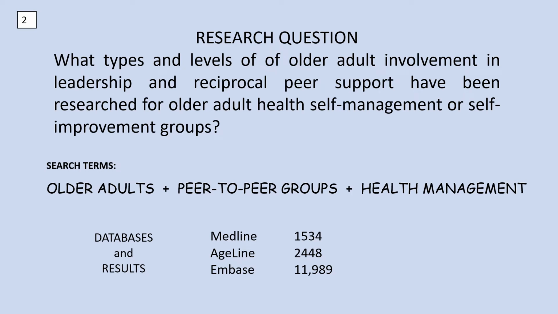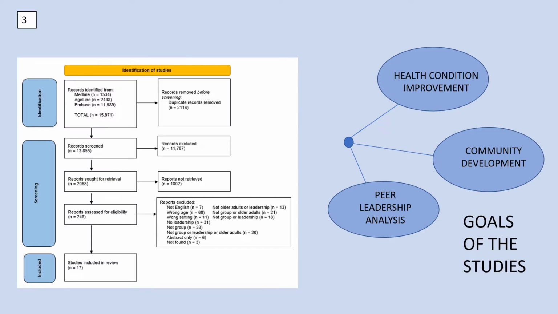From my research question, the research librarian and I came up with search terms for older adults, for peer-to-peer groups, and for health management. I searched three databases, Medline, AgeLine, and Embase, and came up with almost 16,000 references. From those 16,000 references, first I did a deduplication and title search in EndNote, and then moved the results into Excel, which I then used to review the abstracts. The over 2,000 that remained, we then moved into Covidence for the 248 full-text items to be reviewed.